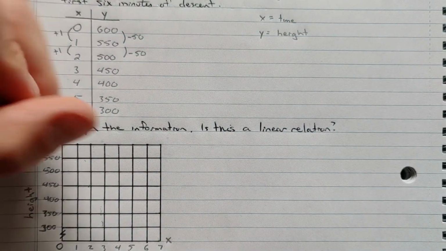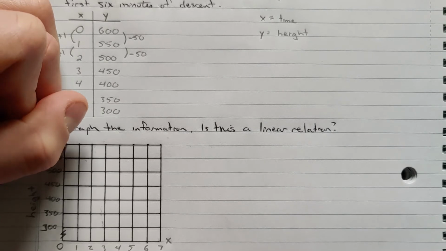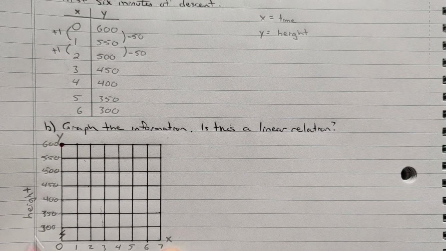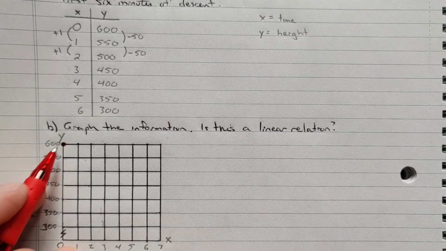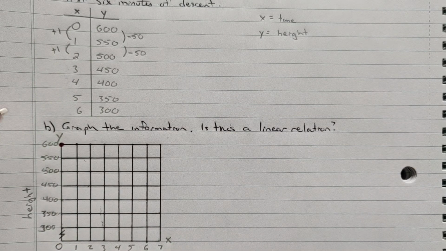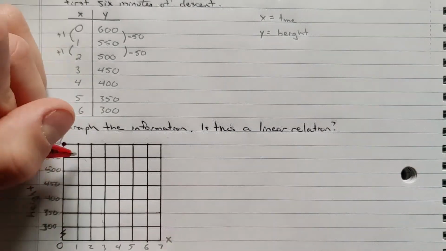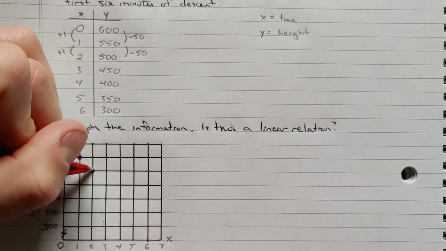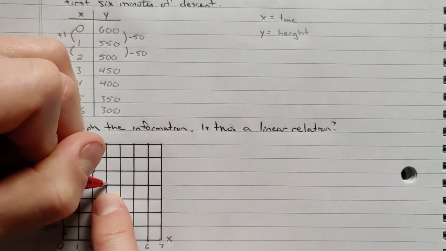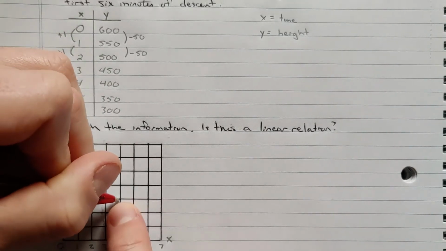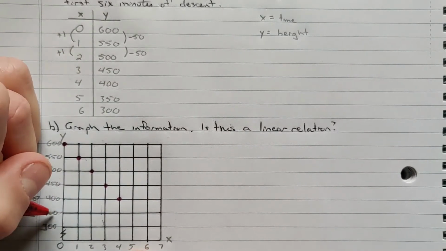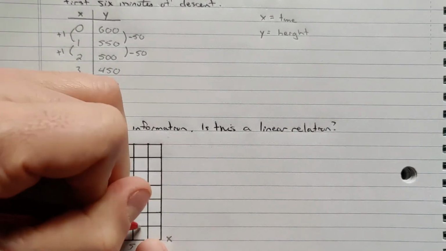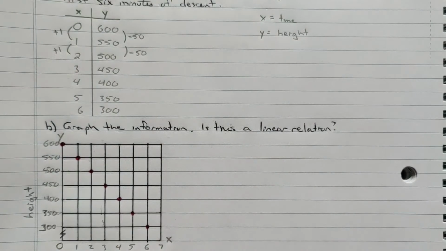So 0 on the x-axis, 600 on the y-axis. Remember, we always read them x, y in that order, and we graph them x, y. So 0, 600 is where the x and y match up. The next one, 1 and 550. The next one, 2 and 500. Then 3 and 450. 4 and 400. 5 and 350. And 6 and 300.